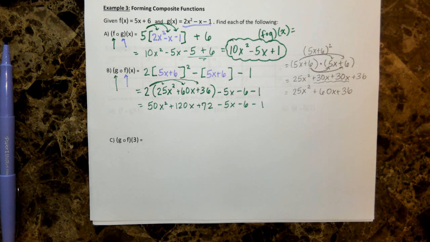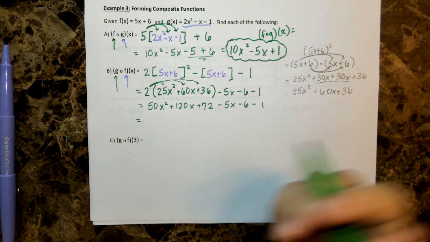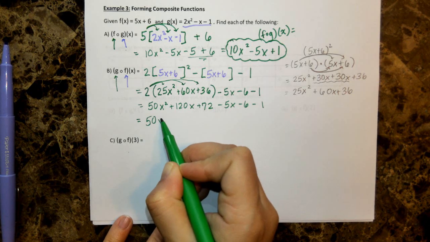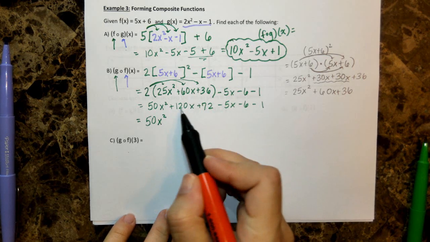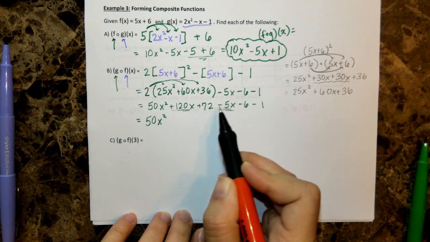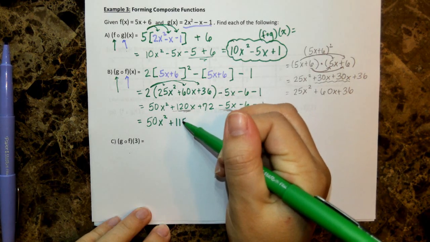All right, I've foiled everything out. Last step would be to comb through it and see if you have any like terms. 50x squared, there's no other x squared terms, so that's just going to be brought down. We do have 120x, and we also have minus 5x. 120x minus 5x is positive 115x.